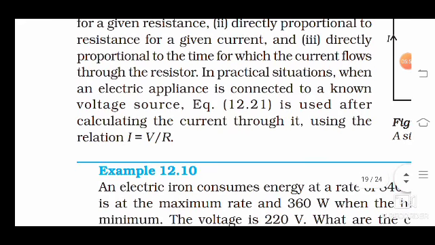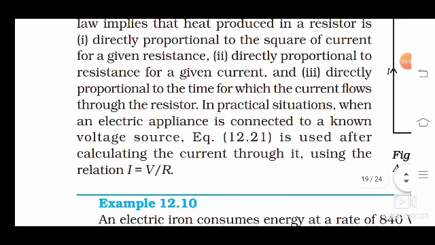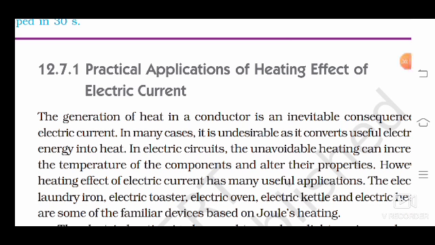In a practical situation, when an electric appliance is connected to a known voltage source, equation 12.21 is used after calculating the current through it using the relation I is equal to V by R. Okay. On the basis of that, sums are also there, so as in text we shall see it afterwards.